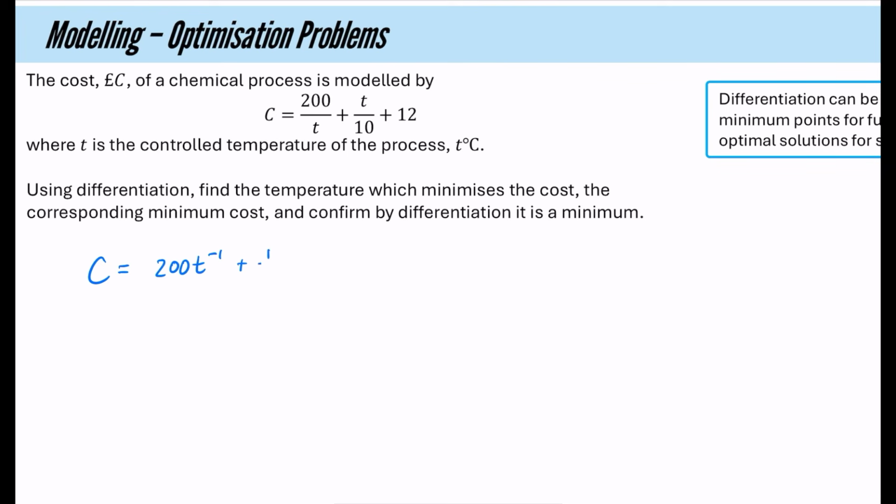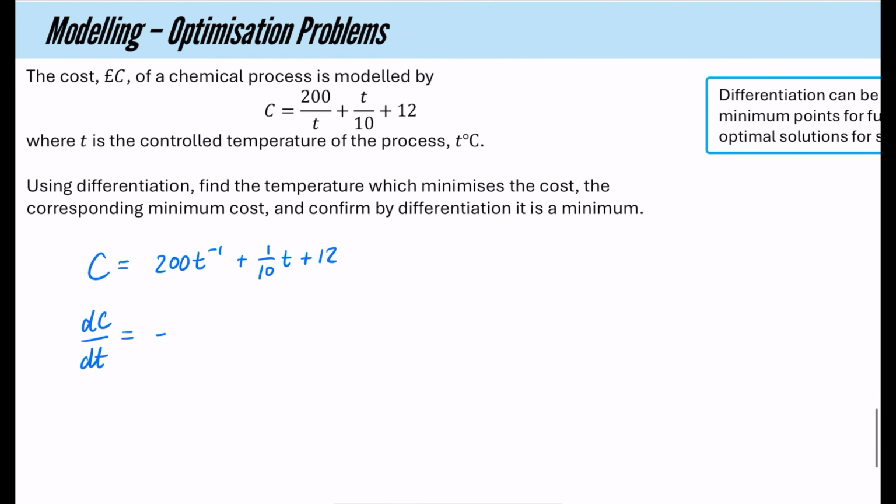However, it doesn't really matter, but I'll write it as the 10th T, and then I have plus 12. So by differentiation, I'm going to differentiate this to try and find a stationary point where there is a minimum kind of cost. So I will pull the power down, so it becomes minus 200, and I will reduce the power by 1, and then I will do a 10th T, that's just going to differentiate to a 10th, and then the 12 is just going to disappear at that particular bit.